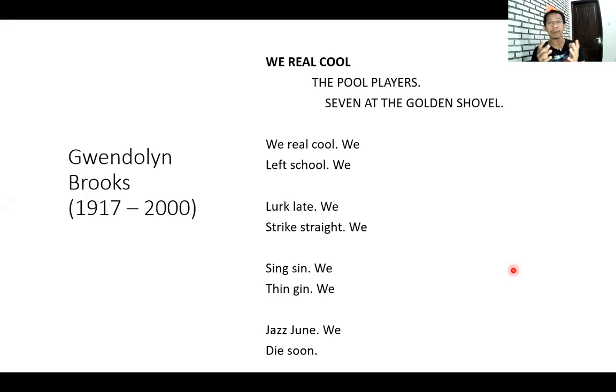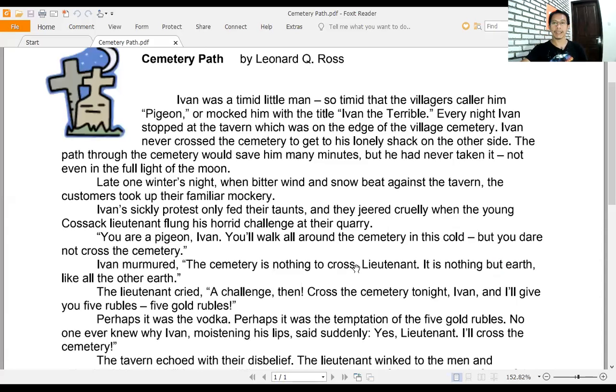In short stories, we can also do the same thing. You remember our short story, Cemetery Path, the one that I shared with you weeks ago? Now, here's the story. It's about Ivan. Ivan was a timid little man, so timid that the villagers called him Pigeon. So it opens with the words timid and then pigeon, or mocked with the title Ivan the Terrible. Terrible in a negative connotation of the word.